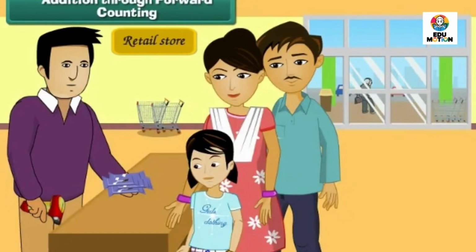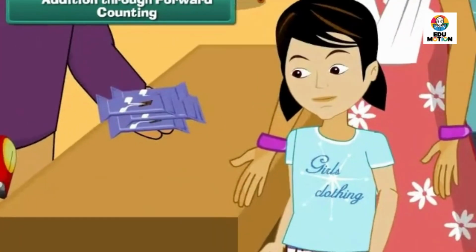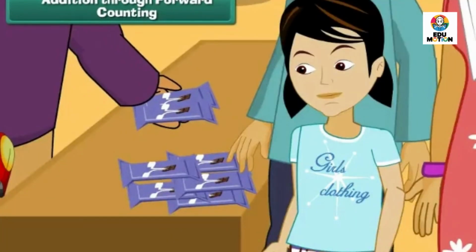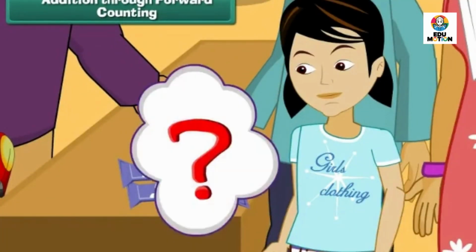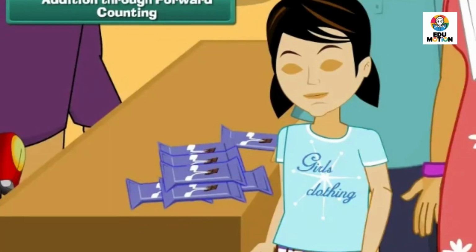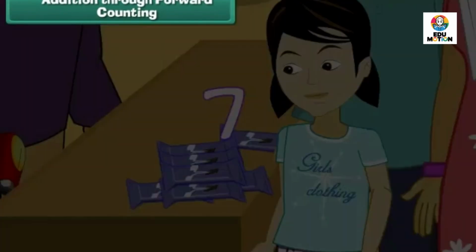Addition through forward counting. Let us use the pictures to count in a different way. Sonia's mother buys her 5 chocolates. Her father buys her 2 more. How many chocolates does she have? Sonia has 5 chocolates already. So, let us count ahead of 5. 6, 7. Therefore, Sonia has 7 chocolates.